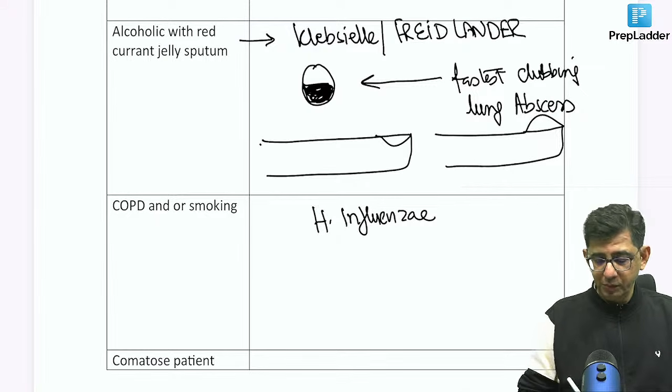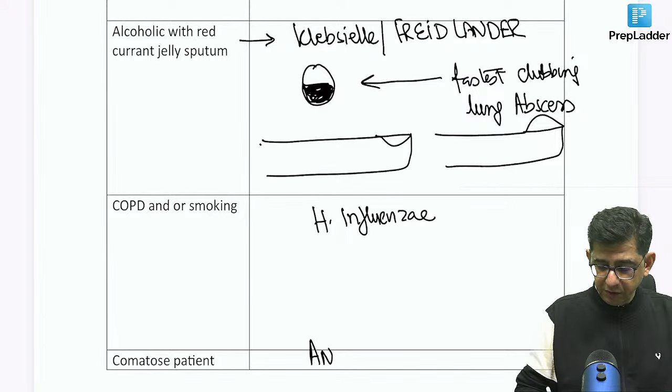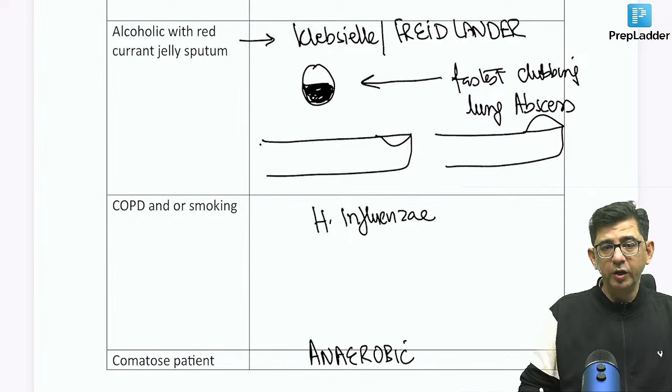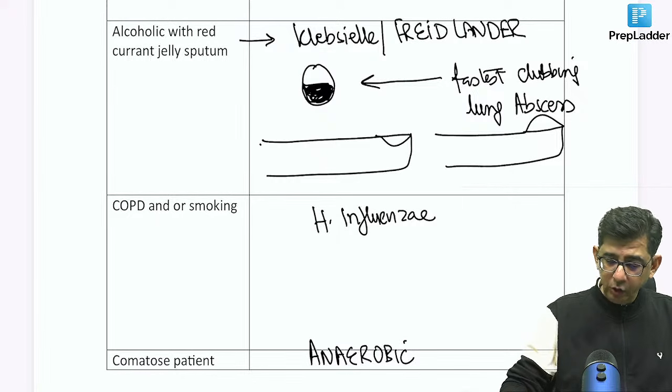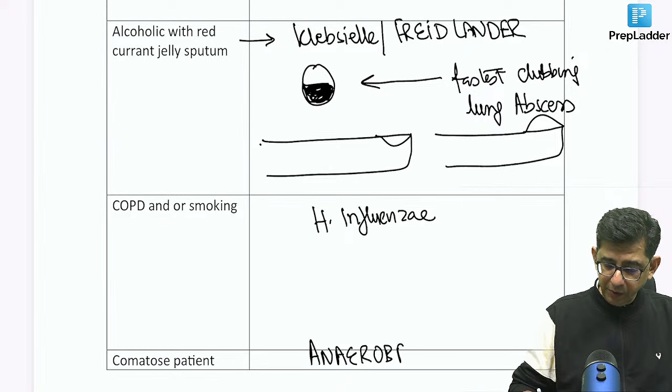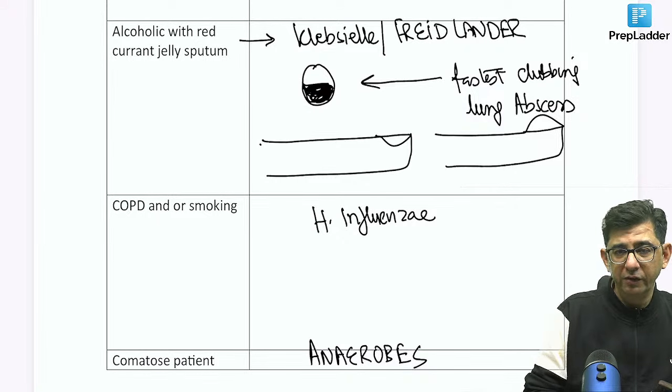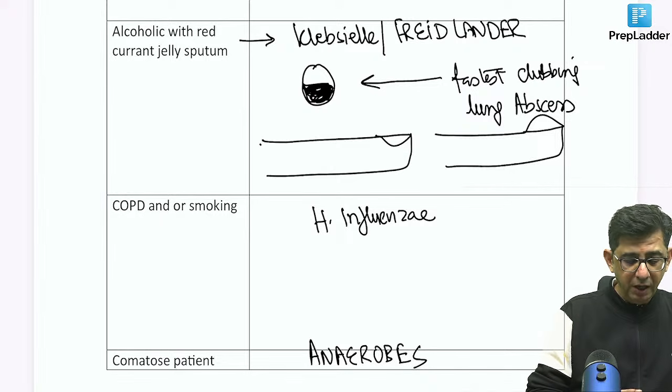And in a comatose patient, it is microaspiration of saliva. So if he says drug abuse, comatose, then it is anaerobic organisms. Anaerobes per se in the saliva. Anaerobes would be like anaerobic streptococci in the saliva that could end up in the lungs, and that can cause an aspiration pneumonia in a patient.